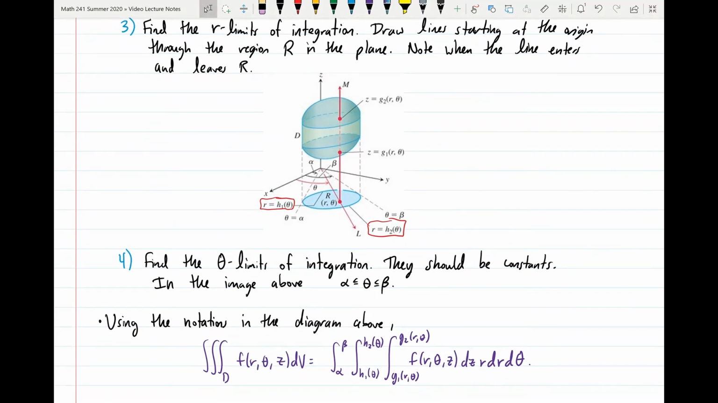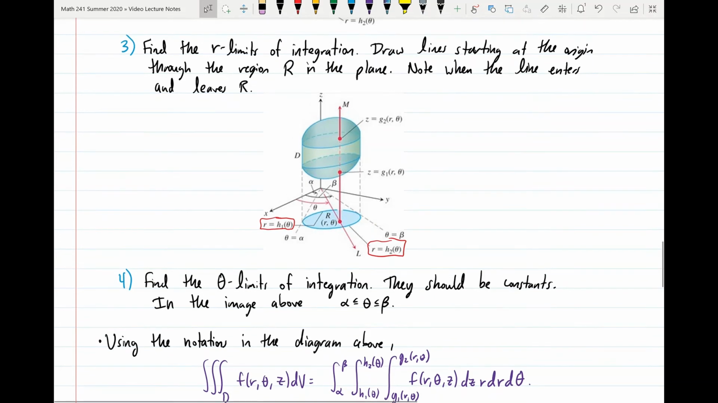At this point, the limits of integration for theta, the last thing we integrate with respect to, should be constants. In the image above, theta is going to be bounded below by alpha, and the upper limit of integration is going to be beta. Again, you can start at the origin and draw rays out from the origin that have to completely contain the region R, and that'll give you your lower limit for theta, in this case alpha, and your upper limit for theta, in this case beta.